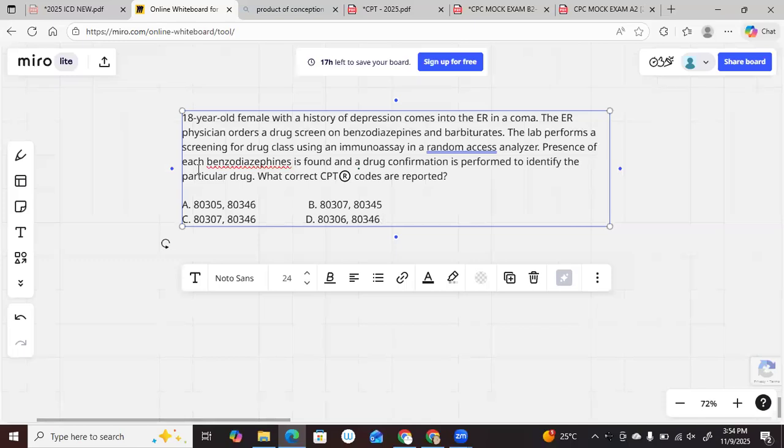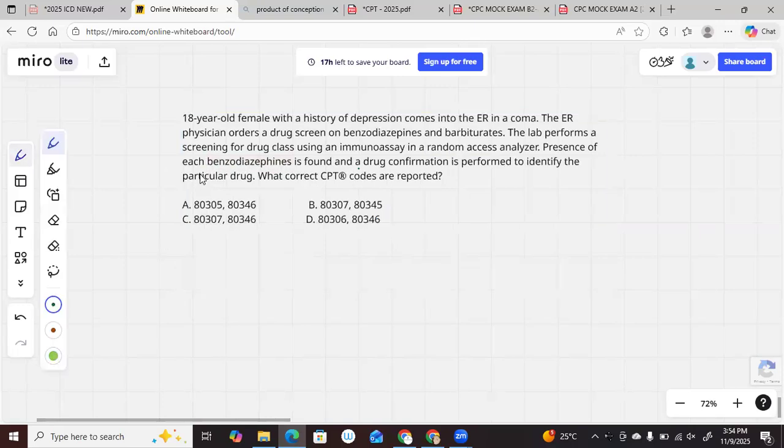Okay. Now let's discuss this together. So in our case, the patient has a history of depression. The patient came to the ER. The doctor ordered the drug screening for this and this drug. So it's a definitive drug. So first, we did the drug class using an immunoassay with the random access analyzer. So it's a chemistry analyzer. So presence of benzodiazepines. So definitive drug is done for the benzodiazepines only.